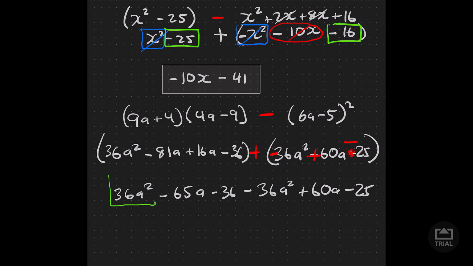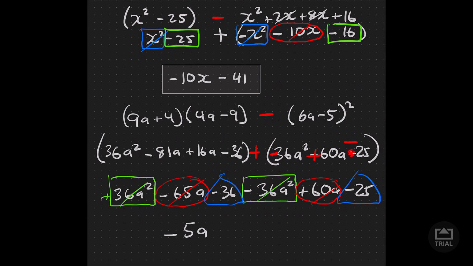So I've got a positive 36a squared, and I've got a negative 36a squared, so we can see that those cancel each other out. Next, I've got a negative 65a and a positive 60a, so I have a negative 5a right there, and those two are done. Finally, I've got a negative 36 and a negative 25, and if I combine those together, I'm going to get a negative 61. So our final answer is going to be negative 5a minus 61.